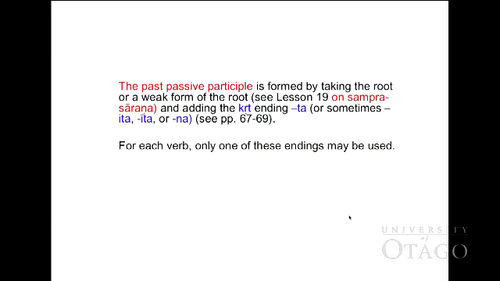The past passive participle is formed by taking the root or a weak form of the root, which you can see from lesson 19 on samprasarana, and adding the krit ending such as ta, sometimes ita, or na. You can see from page 67 to 69.